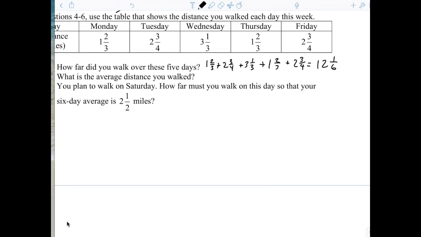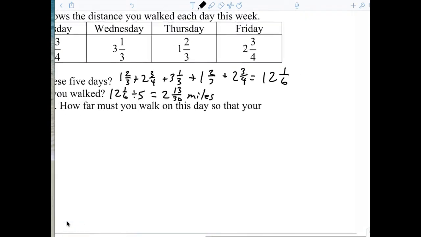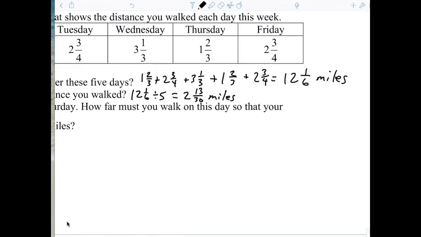All right, now the hard part. How do I figure out the average? Hurry up, because I have a hard problem coming up. How do I figure out the average? 12 and 1/6 divided by 5. Exactly. Everybody's supposed to write this down: 12 and 1/6 divided by 5. What did you get for that? 2 and 13/30. 2 and 13/30 miles. I'd left this off, but I don't want you guys leaving it off: miles. That's what we're walking. So I averaged 2 and 13/30 miles. Is everybody happy with that explanation? Yes. Any questions?